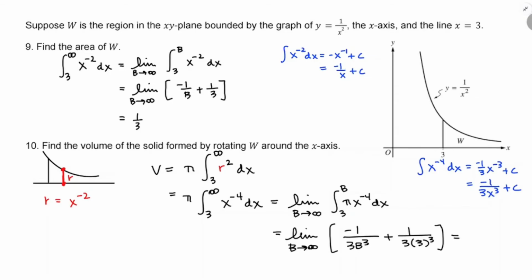I totally lost the pi, though. Okay, so I'll just factor that out like that, I suppose. And say, okay, I had 1 over 81, so it'd be pi over 81. Or you could write pi over 3 to the 4th power.